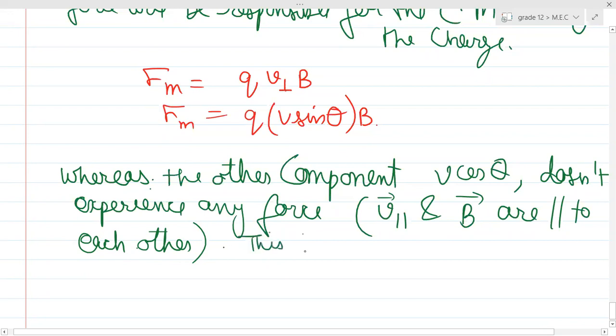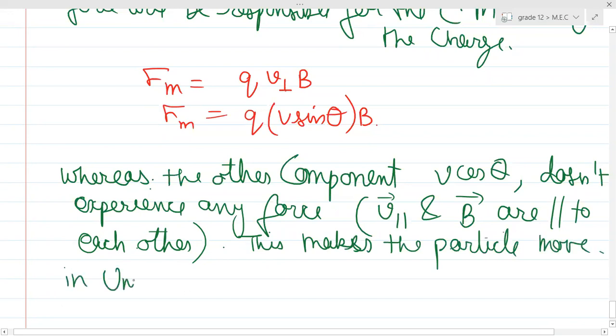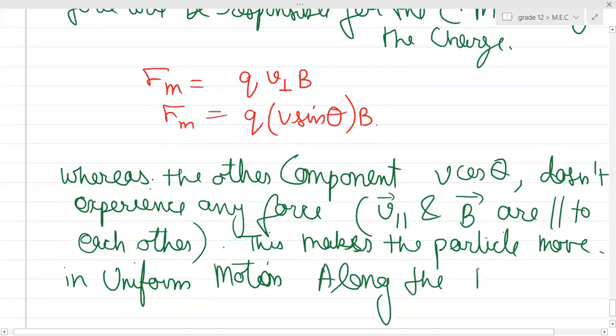Yes or no, guys? Is this clear? This makes the particle move in uniform motion along the magnetic field. After this, we'll continue in the next class. Please write it.